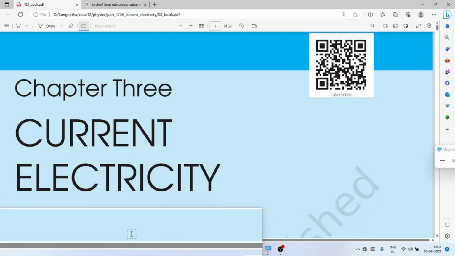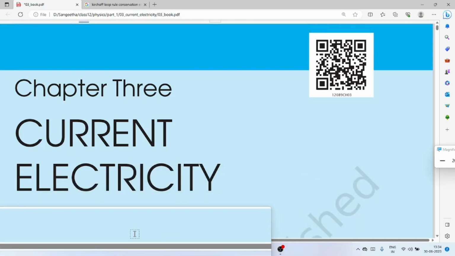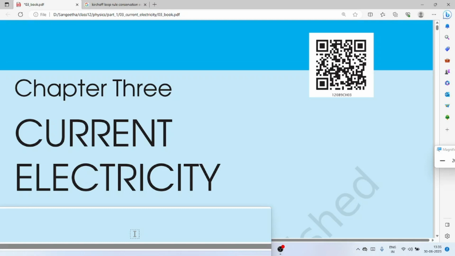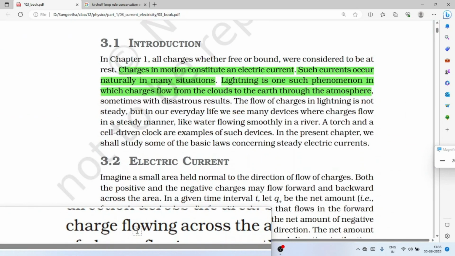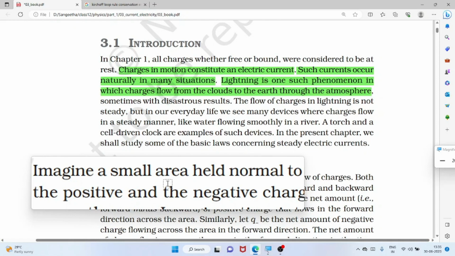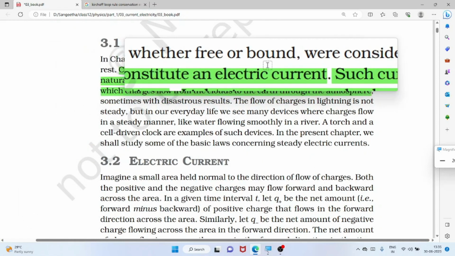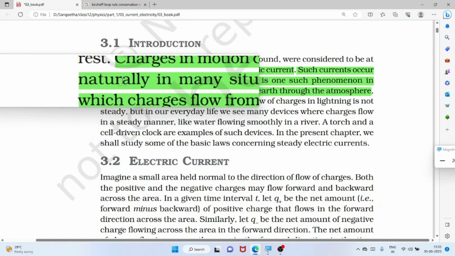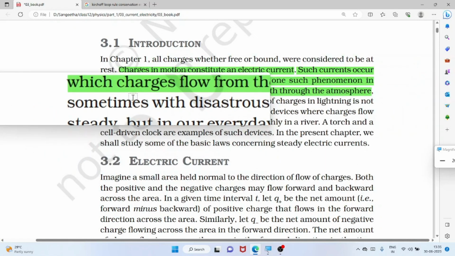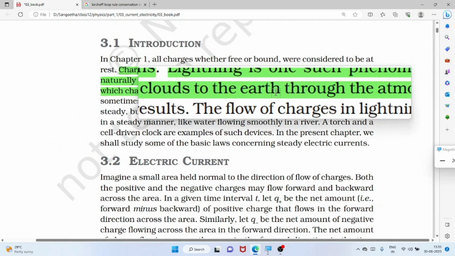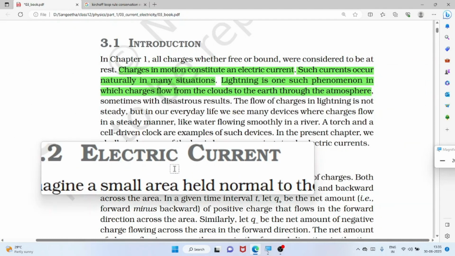Okay, we will go through some important points in class 12 physics, chapter 3, current electricity. Charges in motion constitute the electric current. Such currents occur naturally in many situations. Lightning is one such phenomenon, in which charges flow from clouds to the earth through the atmosphere.